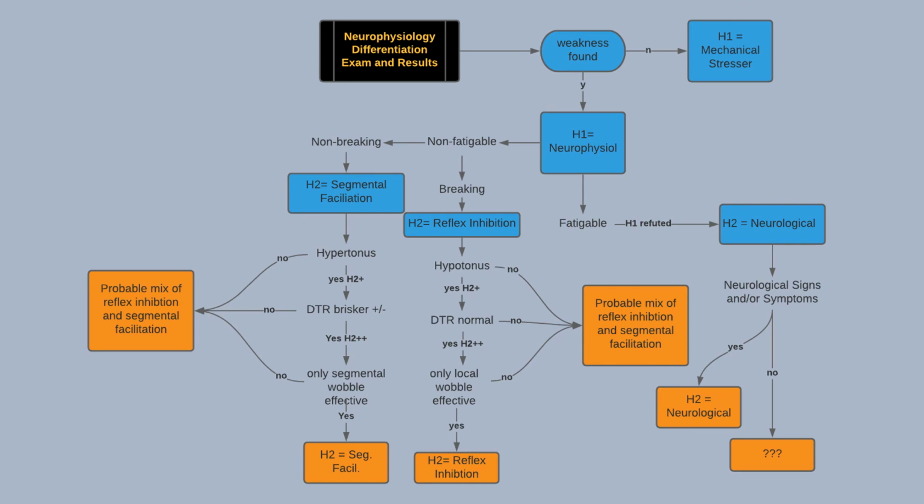If the weakness is non-breaking, then H1 equals segmental facilitation, and the signs for this should be found. That is hypertonicity, absent scratch reflex, brisker DTR, which is not always easy to gauge, and wobbling anywhere in the segment is effective. Again, if the picture is confused, then segmental facilitation is probably overlaid by reflex inhibition.